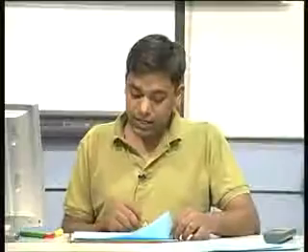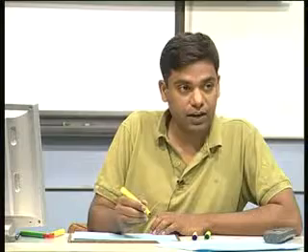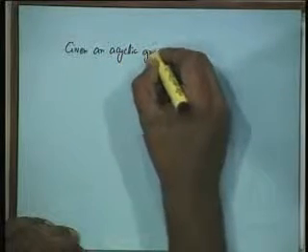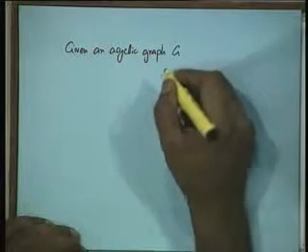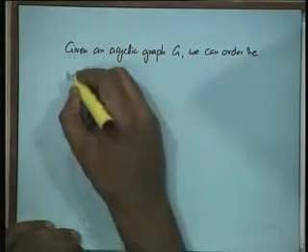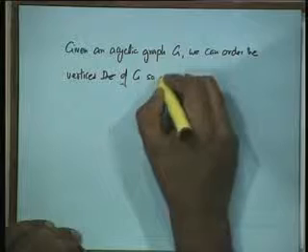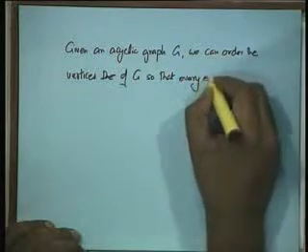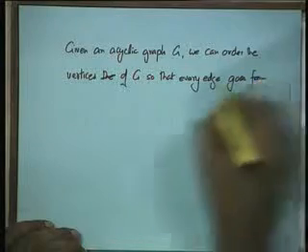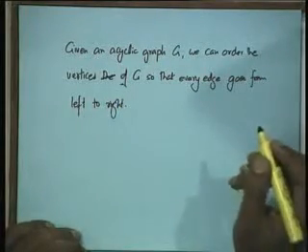And this ordering, another thing we have shown, and that's a very nice thing, is that given an acyclic graph, let's say G is an acyclic graph, we can order the vertices of G so that every edge goes from left to right. Yes? That's what we did here.